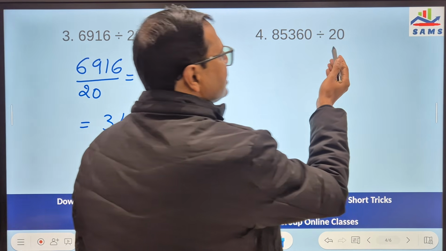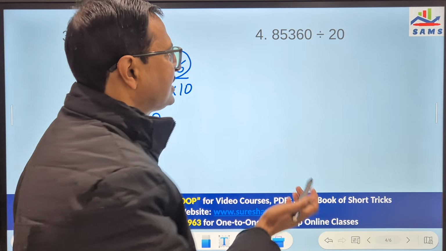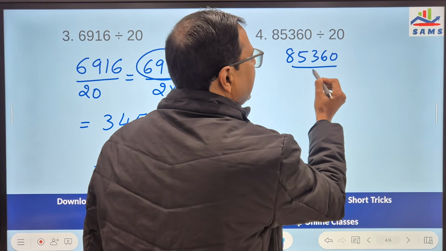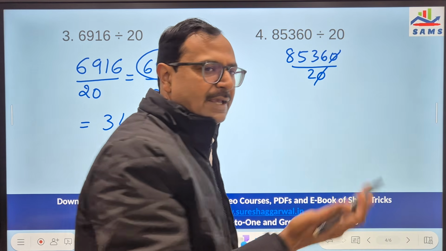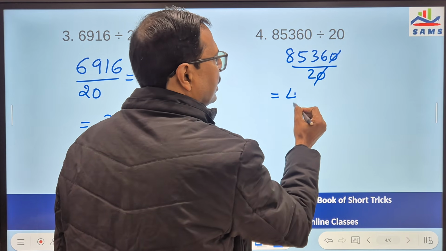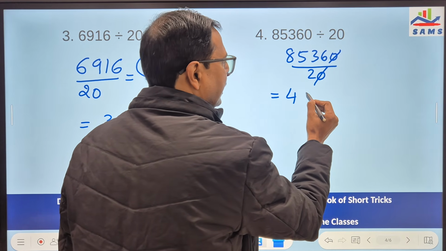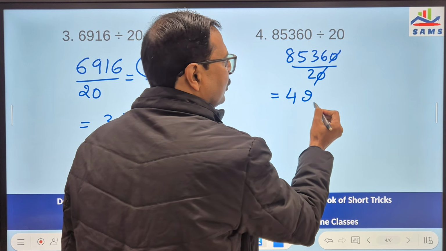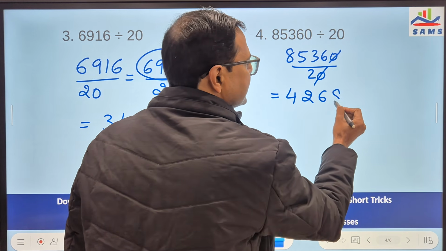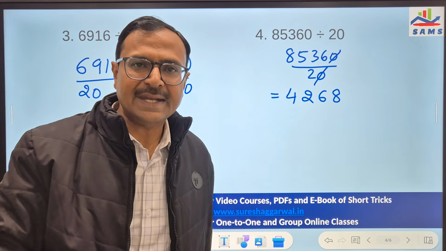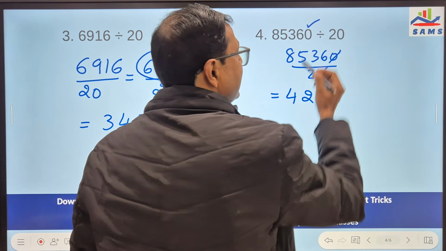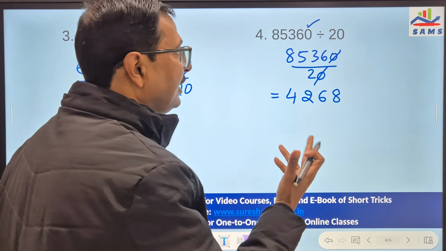Likewise, let's have this. 85360 divided by 20. So the 0 cancels out directly and you just have to take the half. The half of this is 4. Half of 5 will be like 2 2s are 4 and 1 carried. So 6 are 12, 1 carried, 8s are 16. So 4268 is the quotient. But had the digit here been something else, it would have been a little bit more difficult.